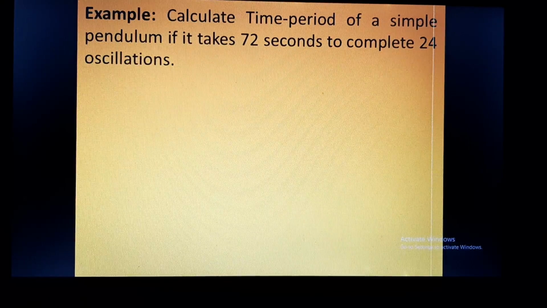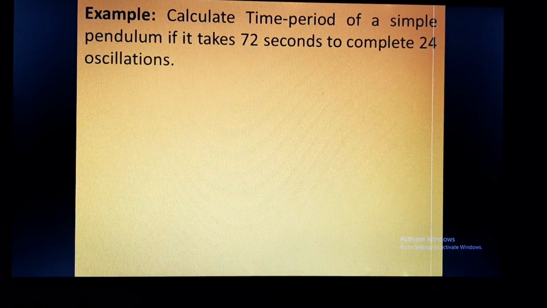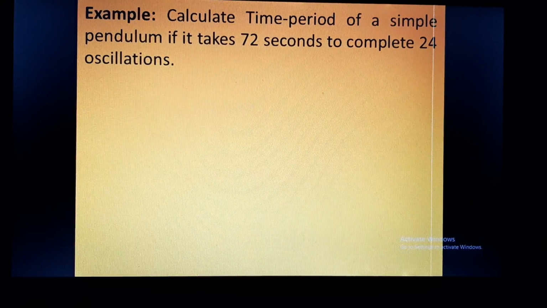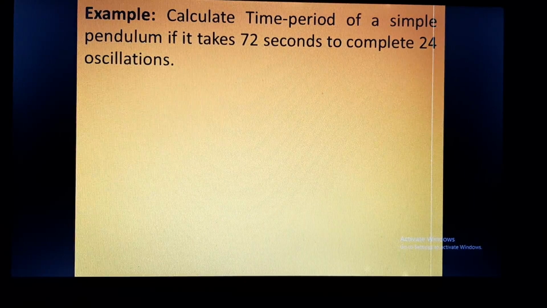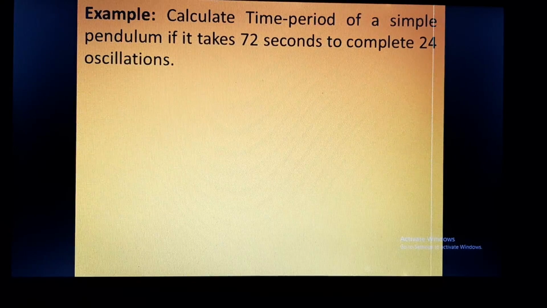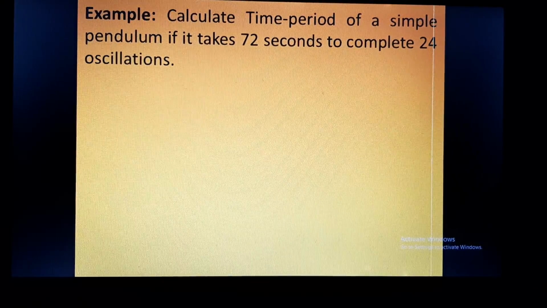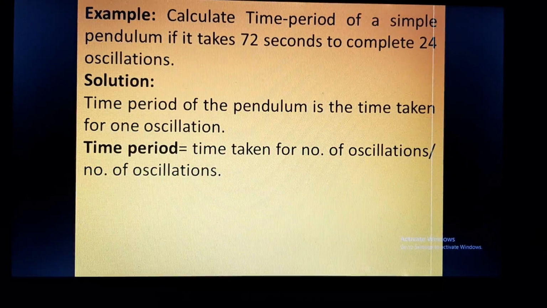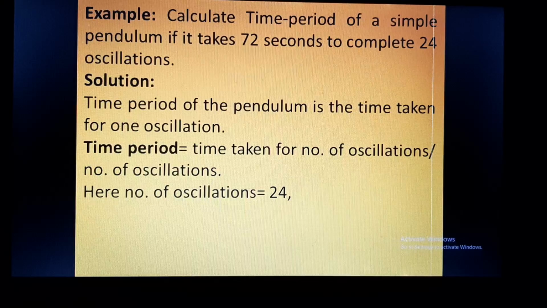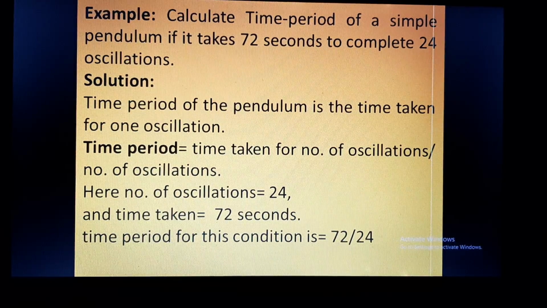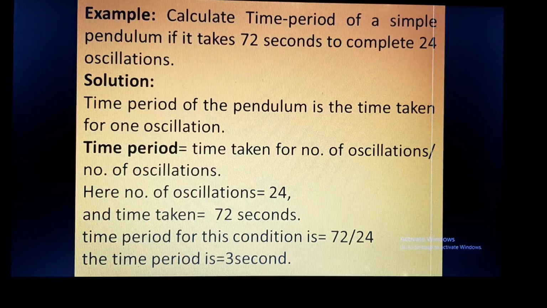Next, we have to calculate the time period of a simple pendulum if it takes 72 seconds to complete 24 oscillations. So here it is taking 72 seconds for 24 oscillations. In what time will it complete one oscillation? Time period is the time taken divided by the number of oscillations. The number of oscillations is 24 and the time taken is 72, so the time period will be 3 seconds.